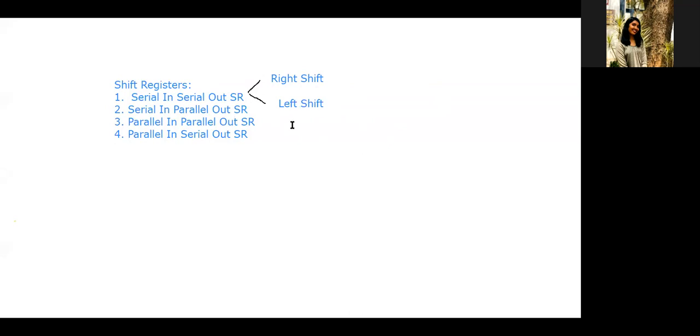Okay, so how are we going to consider this? For example, if you are applying the input across the left side and you are taking the output across the right side, it means the data is moved towards the right side. That's why we call this a right shift. For example, if you are applying the input across the right side and taking the output across the left side, then we call this a left shift, serial in, serial out shift register.